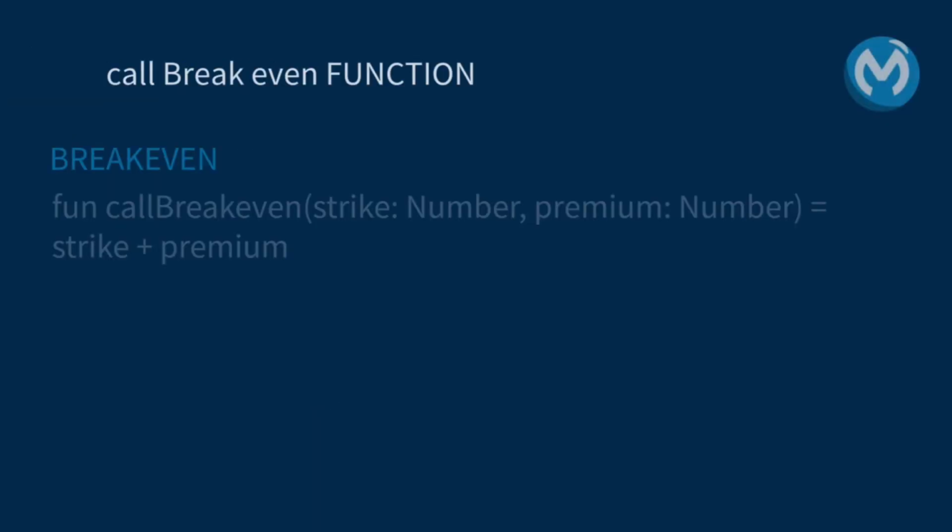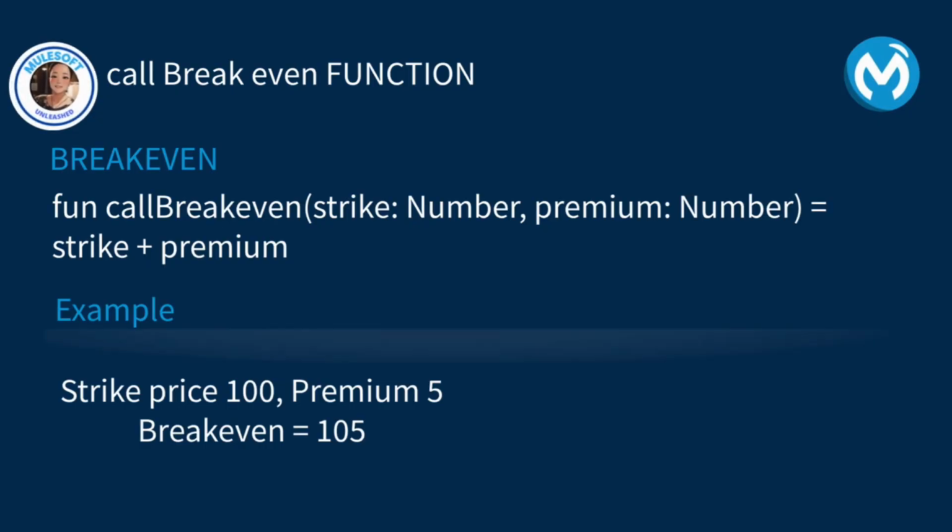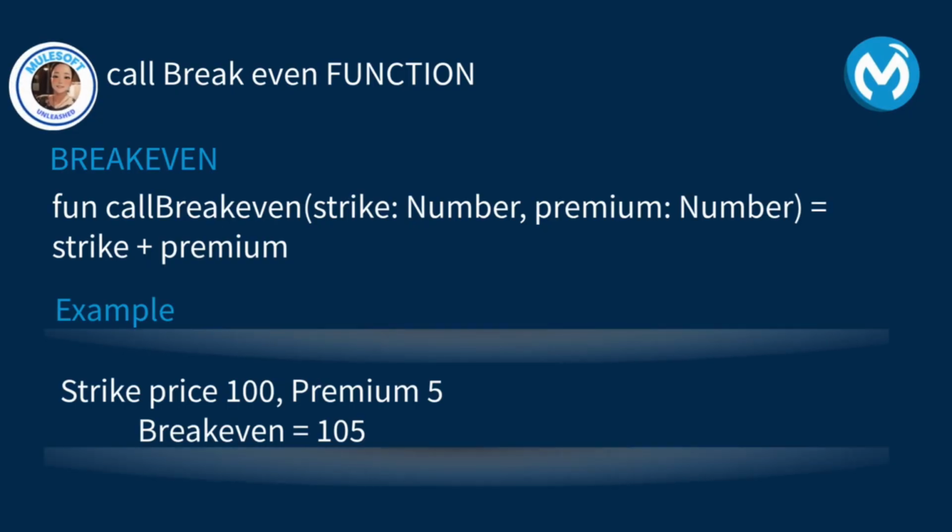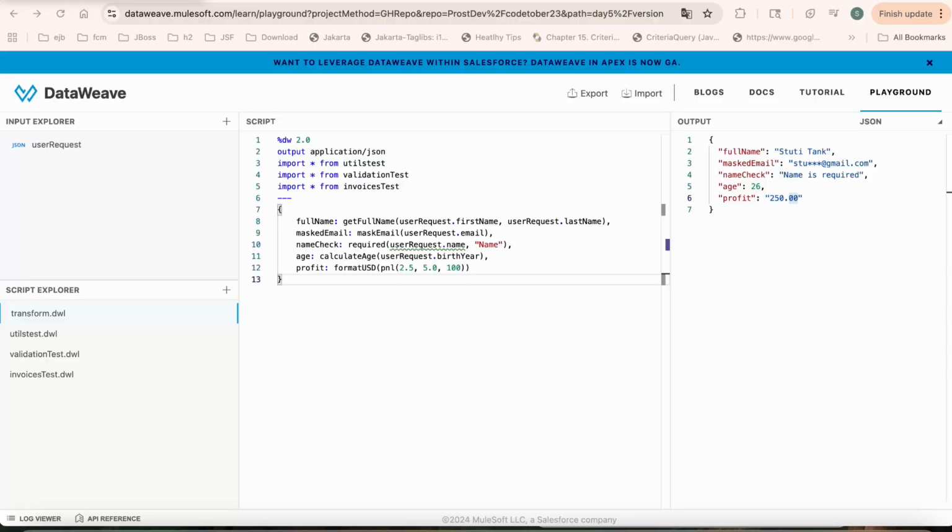1500 becomes 1500.00. Break-even function. Another reusable finance function is called break-even. It accepts two parameters, strike and premium, and adds both the parameters. This calculates the option break-even price. Example, strike price 100, premium 5, break-even becomes 105. Final output. After running the transformation, this will be the final output.